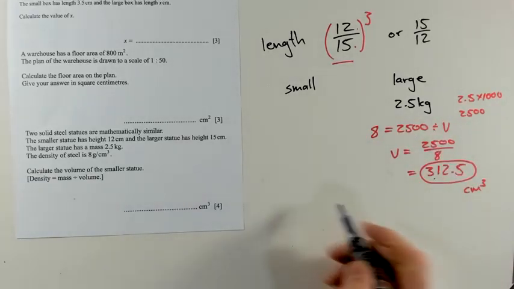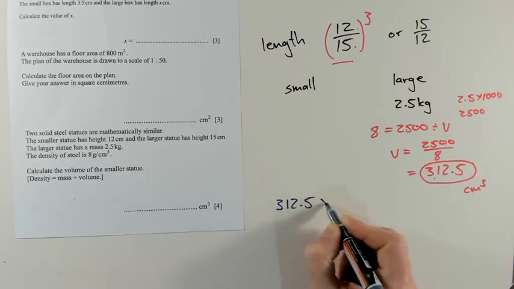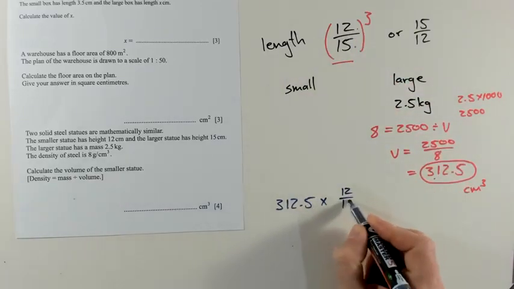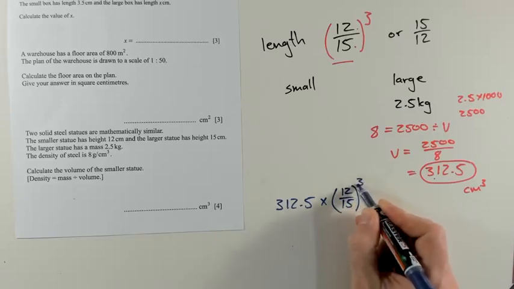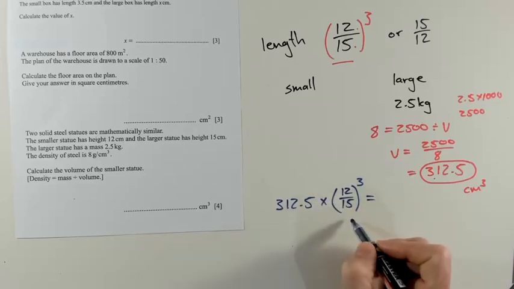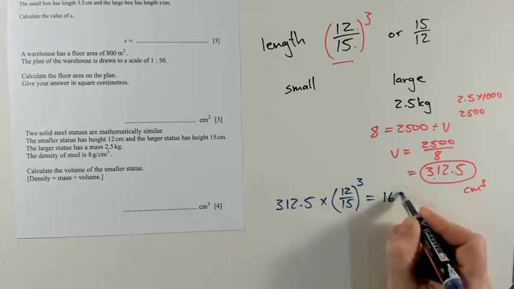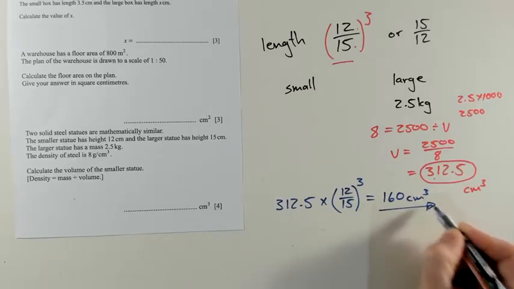I'm starting with a large value, which is 312.5, and I'm multiplying by the scale factor 12/15, but this is for length. Because I want volume, I'm going to cube it. If I wanted area, I'd square it. But okay, cubing this, and if I work this out, I should get a nice number like 160 centimeters cubed. And there you have it.